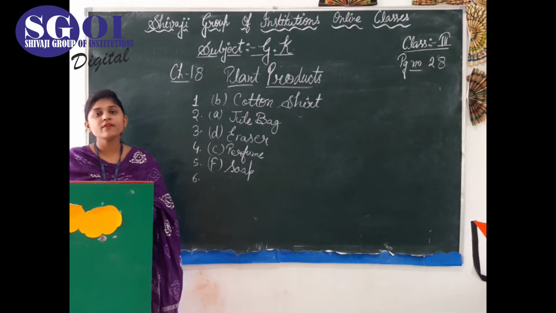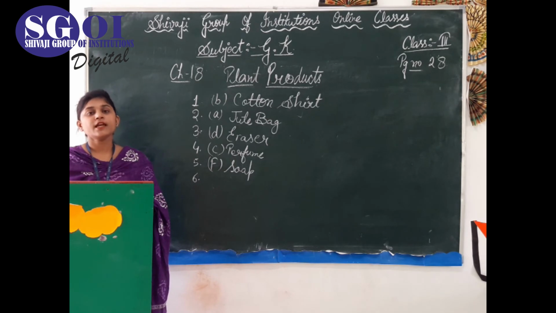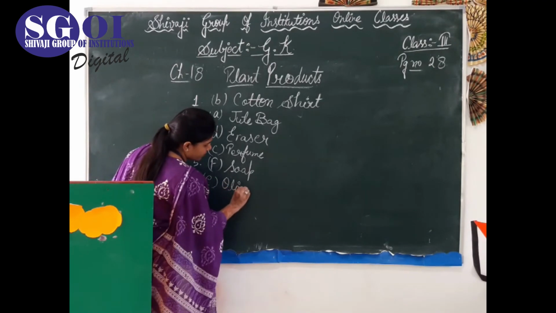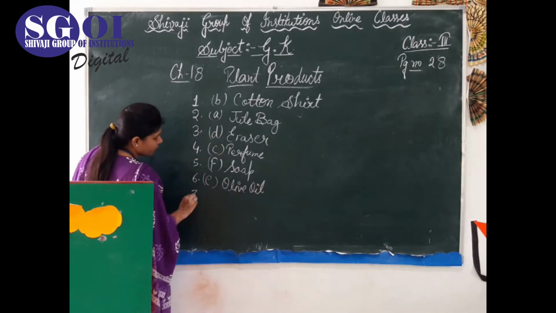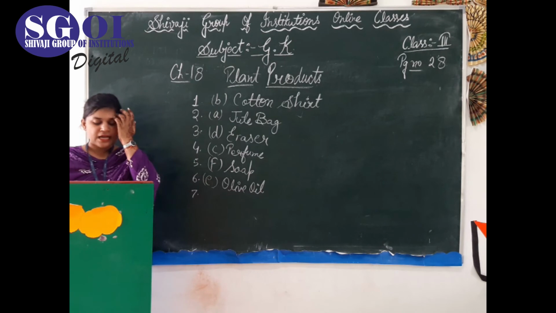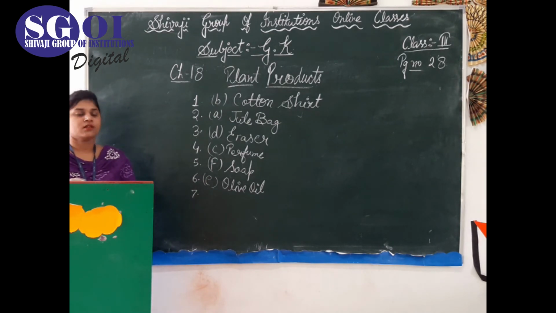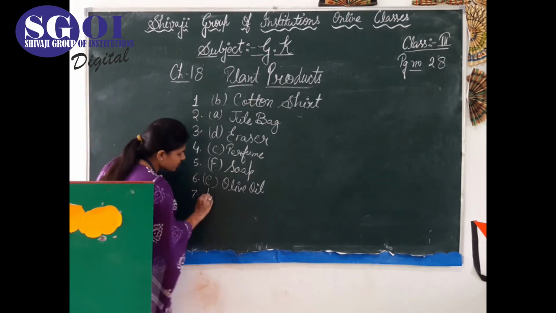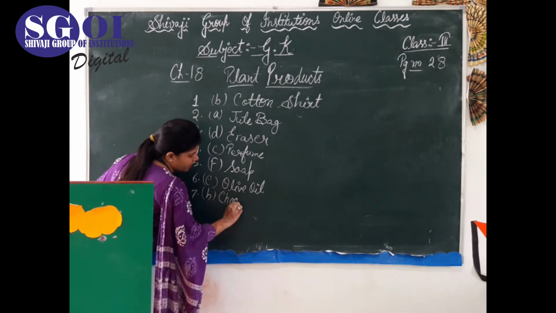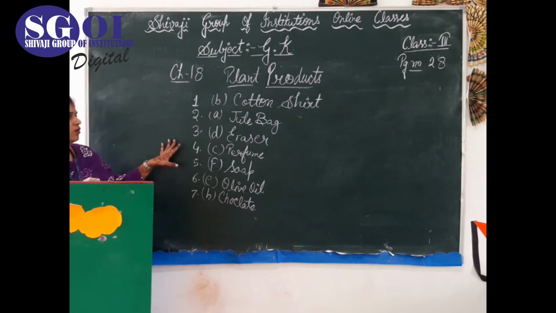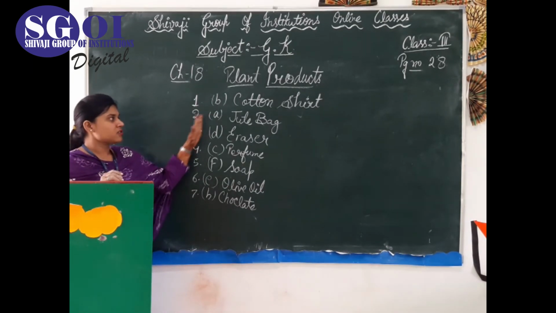Sixth is olive tree. Match it with olive oil. Option E. Olive oil. Move to 7. 7 is cocoa beans. Cocoa beans match it with option H. By cocoa beans we can get chocolate. So match it with option H. Chocolate. Here just note down the name. You don't have to, no need to write the name. You have to just match it. Alright.